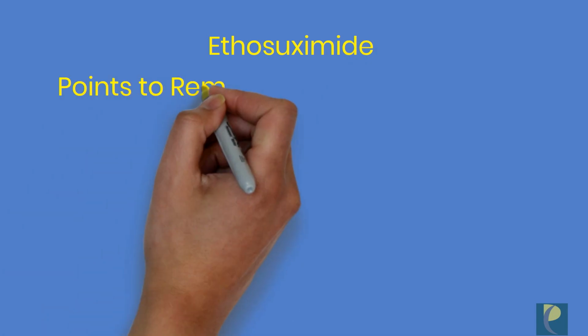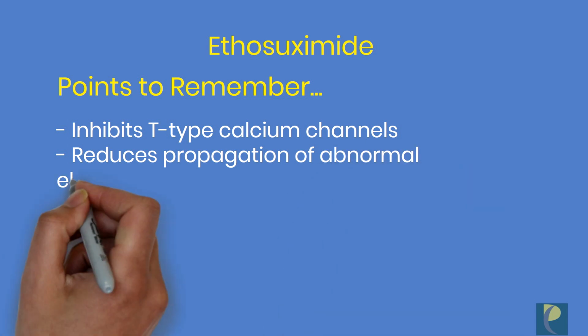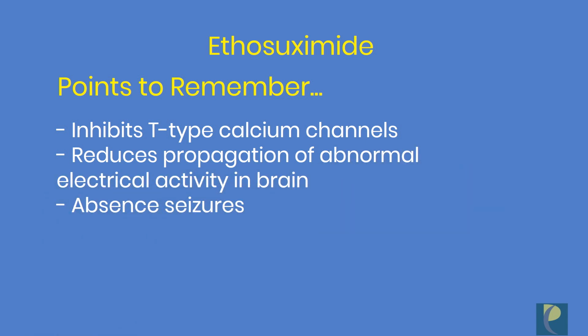Ethosuximide. Ethosuximide inhibits T-type calcium channels, reducing the propagation of abnormal electrical activity in the brain. This drug is effective in the treatment of absence seizures.